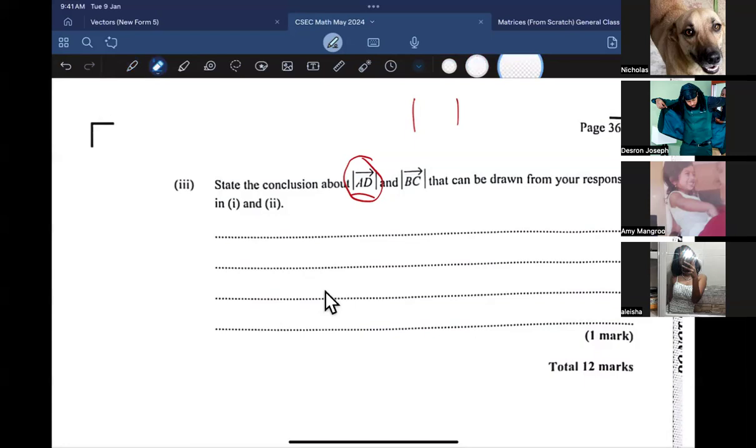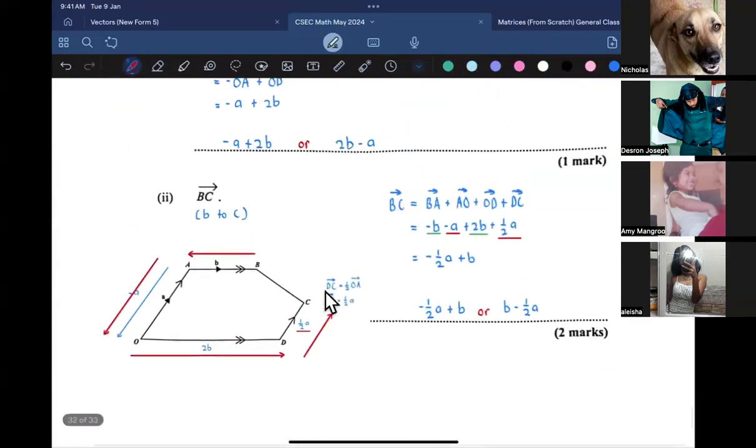Magnitude. Yeah, that's the magnitude. Desron, yeah, magnitude is the size of a vector. Size of a vector, right? So you see how we have A and we have B? That's like the size of the vector.